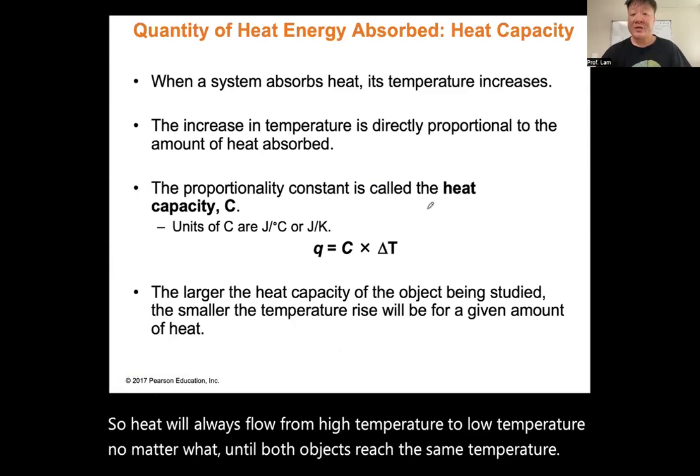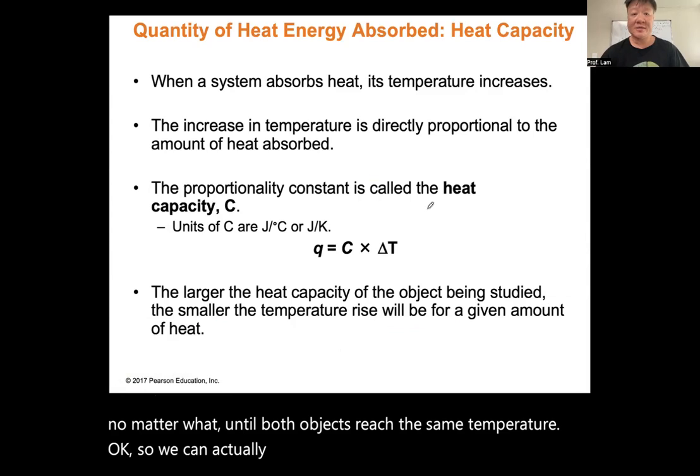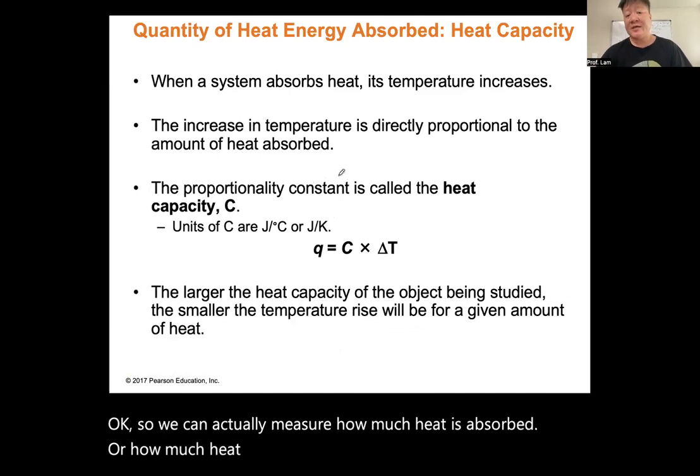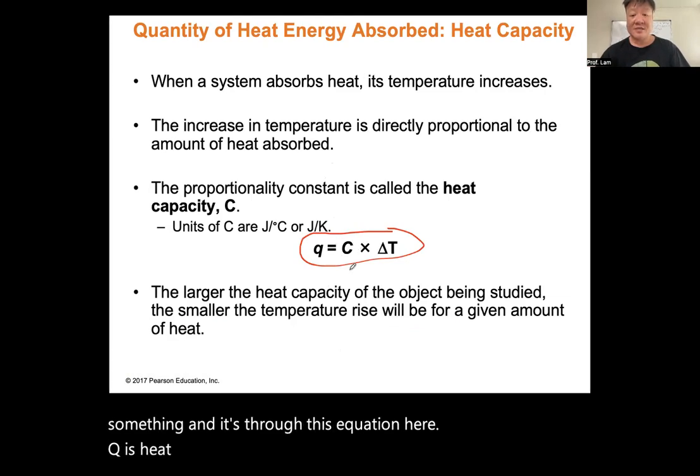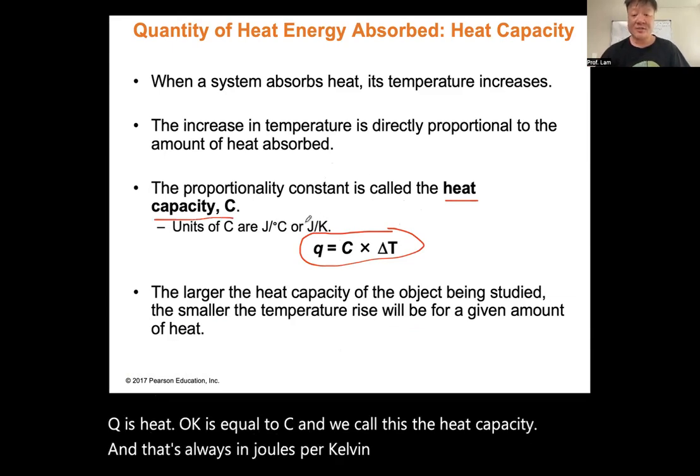Okay, so we can actually measure how much heat is absorbed, or how much heat is needed in order to raise the temperature of something. And it's through this equation here. Q is heat, is equal to C, and we call this the heat capacity. And that's always in joules per Kelvin or joules per Celsius, and then times delta T.